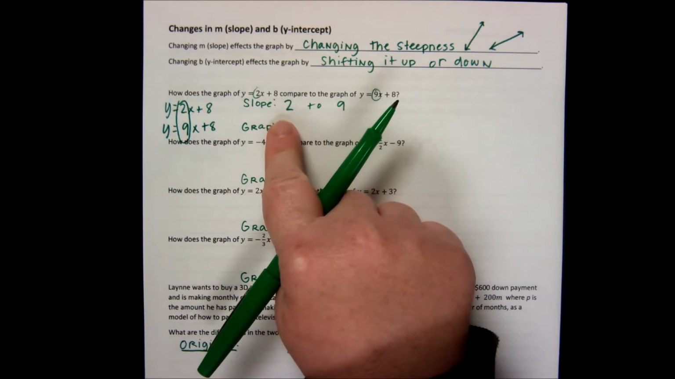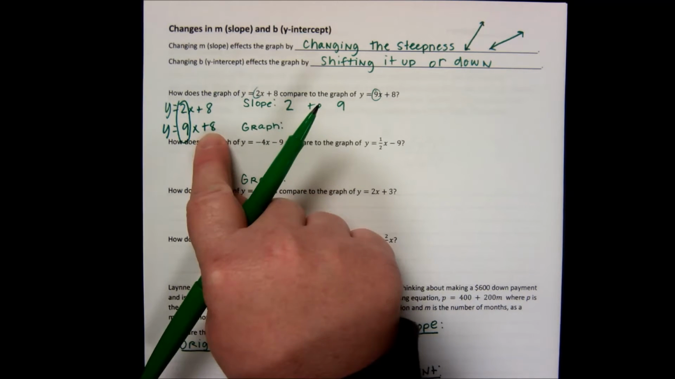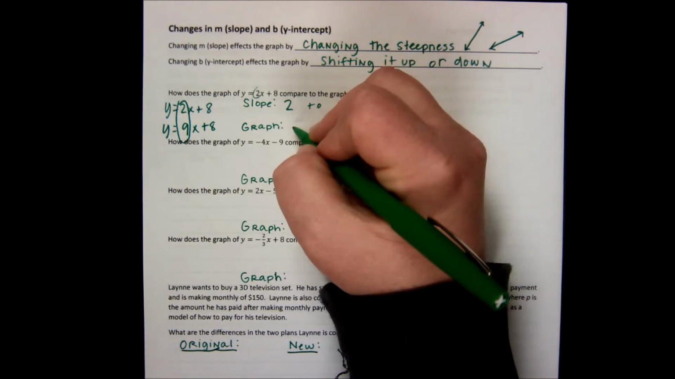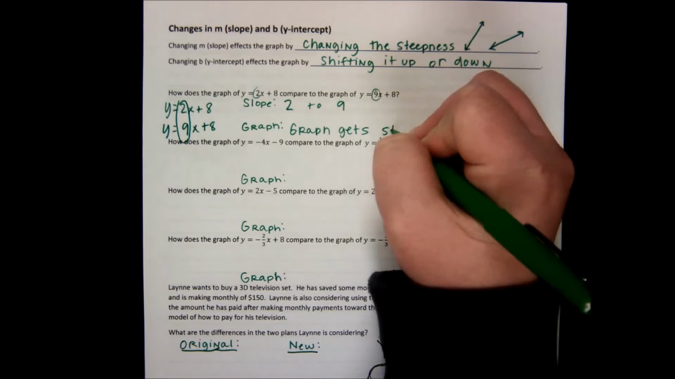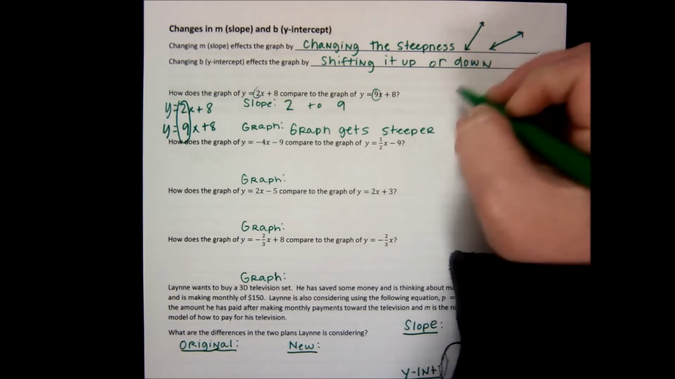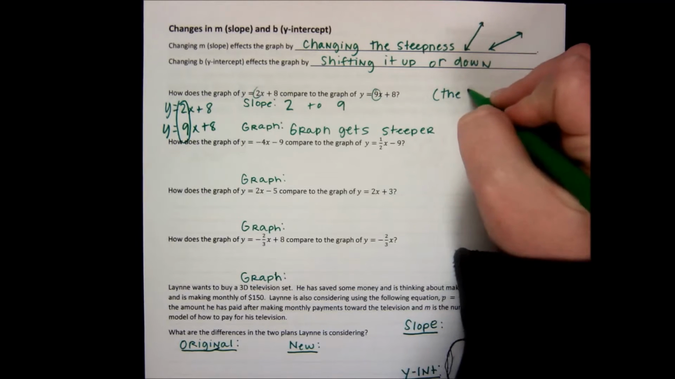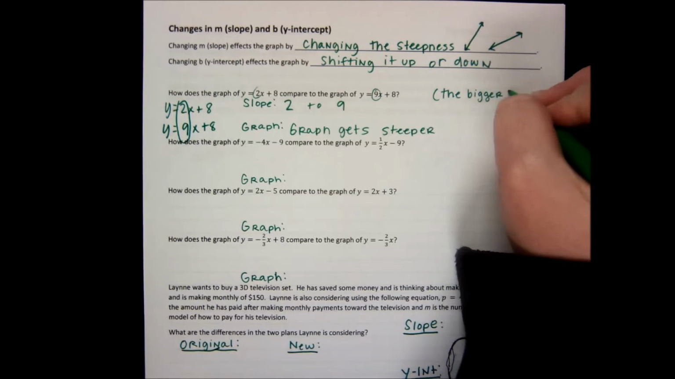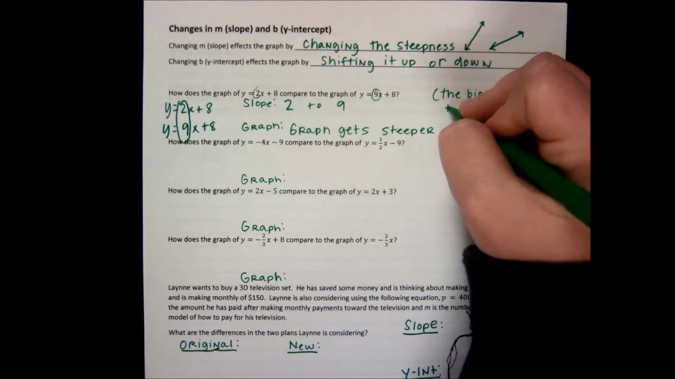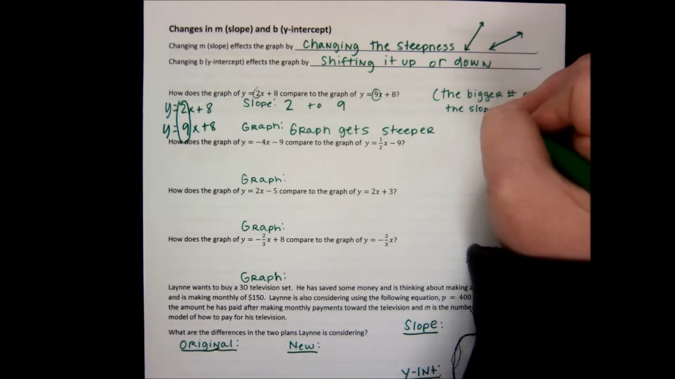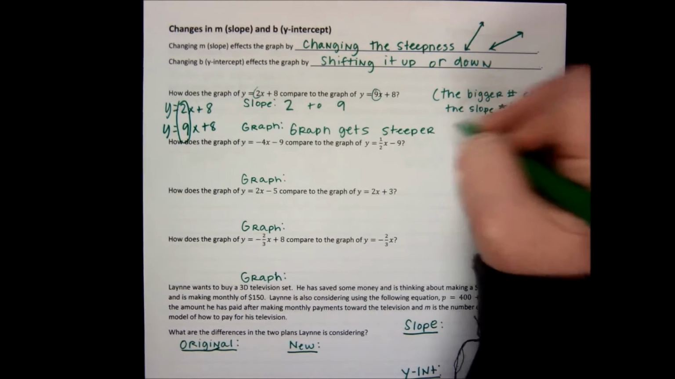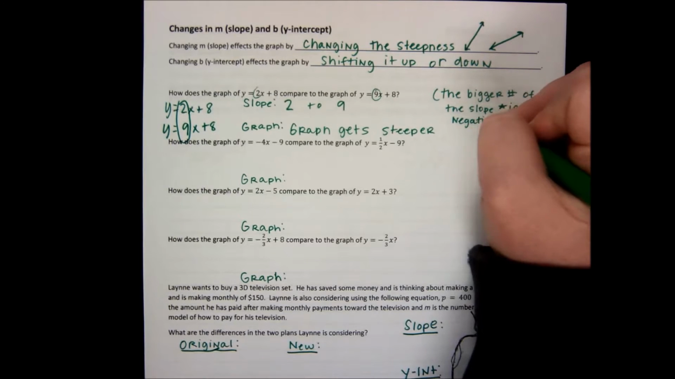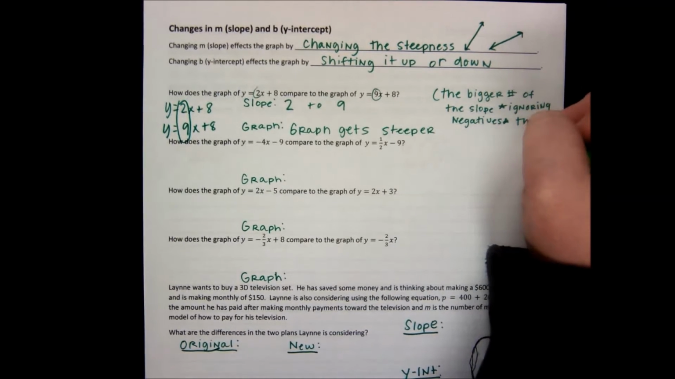If you're not really sure how it looks, type it in the y equals part of your calculator, this in y1, this in y2, and look at the graph. The graph would get steeper. So the bigger the number of the slope, and this is ignoring negatives, the steeper the graph.